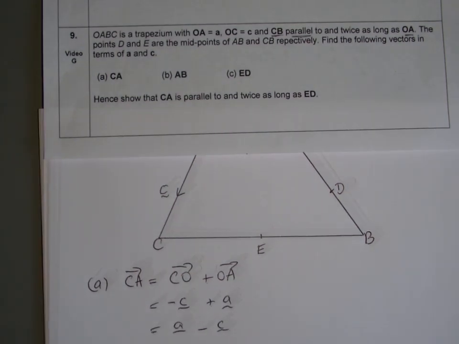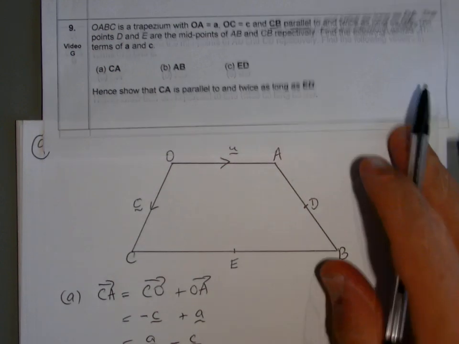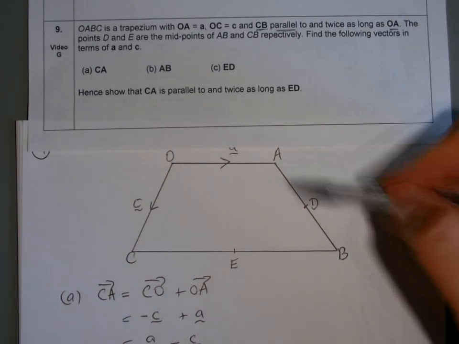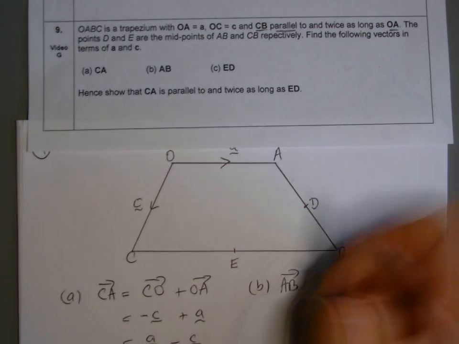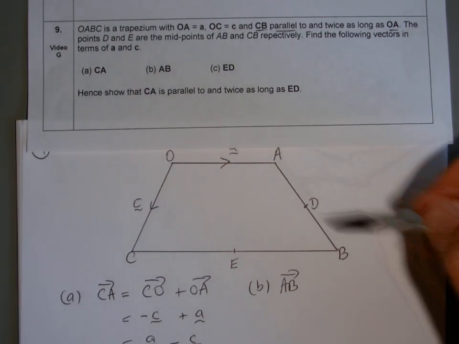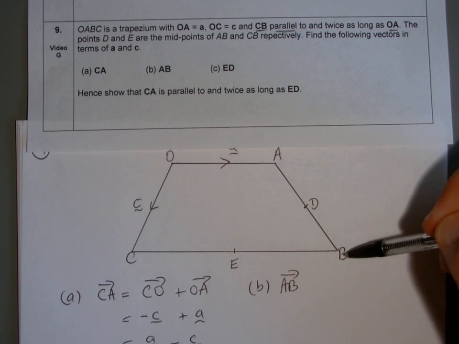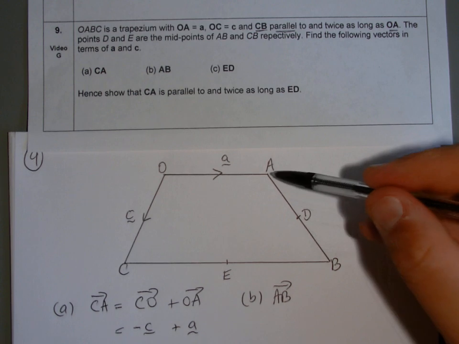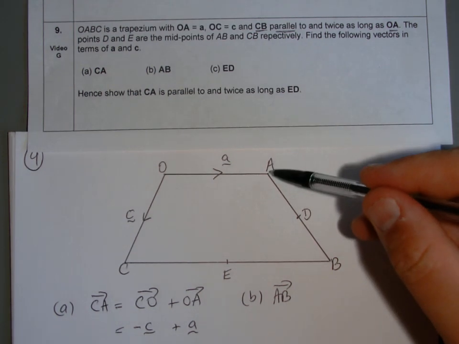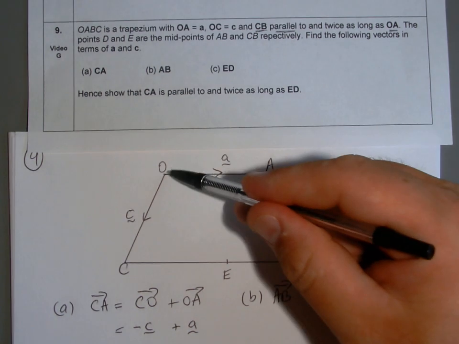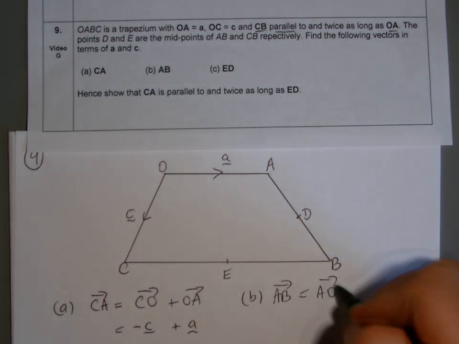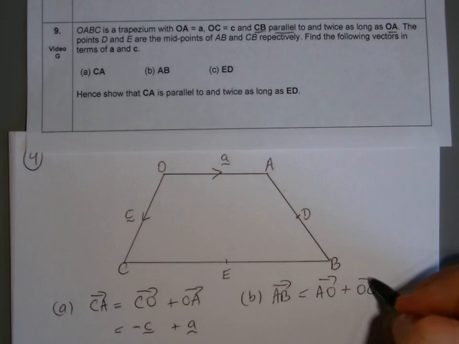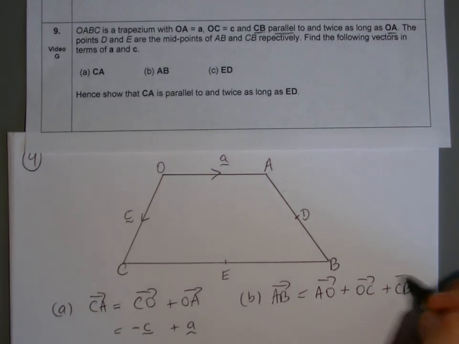Okay, and then we've got AB. So AB is this side. But to get from A to B, we're not told anything about A to B, so that's what we've got to work out, of course. So what we could do is find an alternate route to have the same displacement. So let's go A to O plus O to C plus C to B. Let's go the long way around, so to speak.